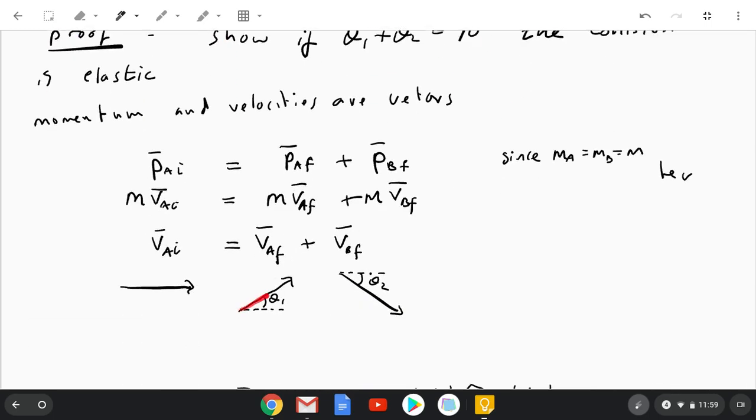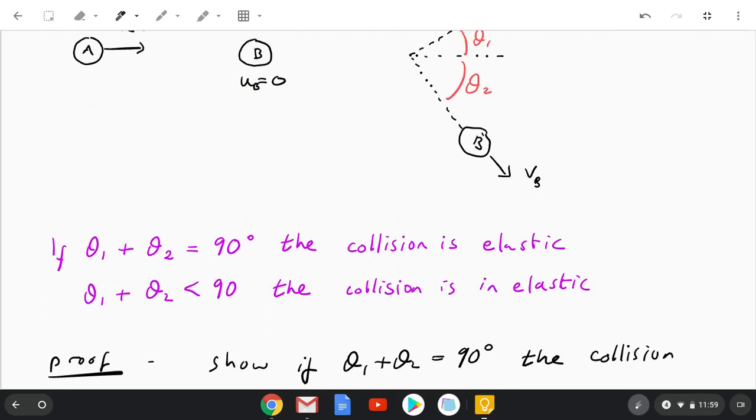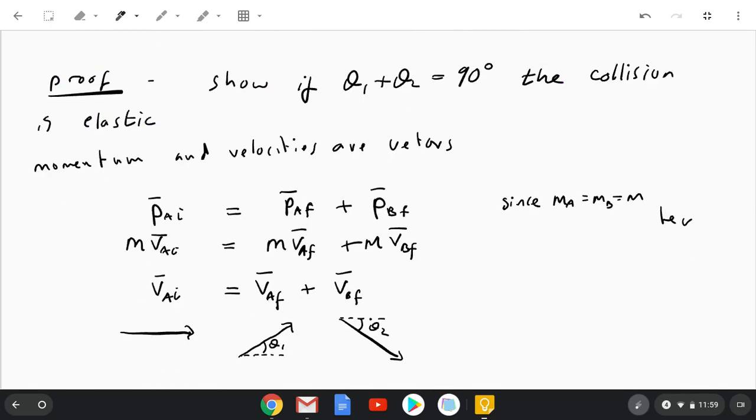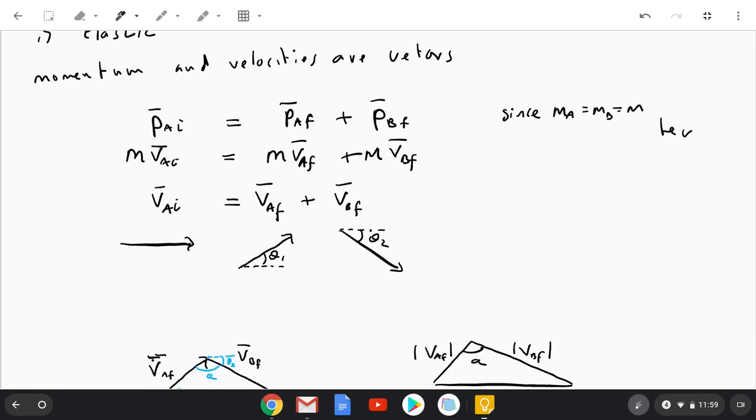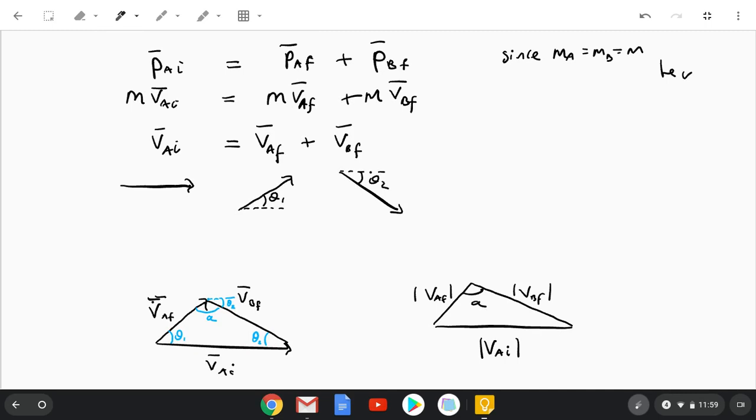So which is why the arrow is pointing that way, and remember, the angle is θ1, and object B is moving off in this direction with an angle of θ2. So there we go. And we know that in terms of vectors, the sum of the vectors afterwards should equal the sum of the vectors before.